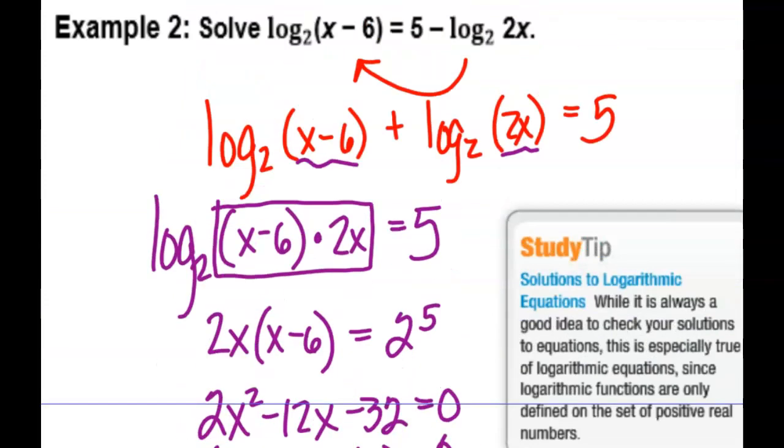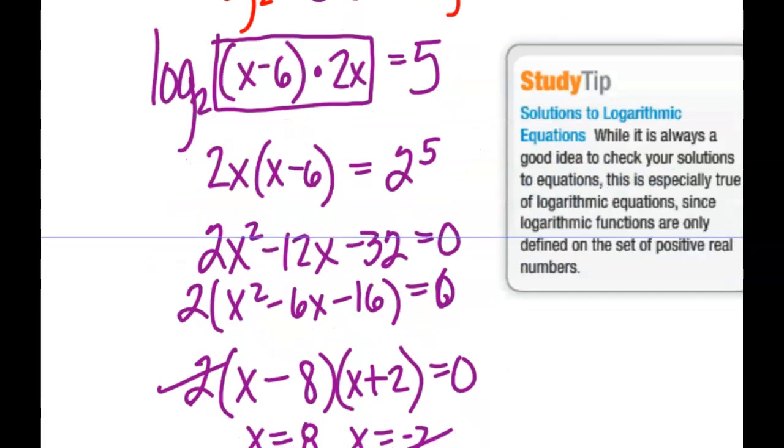Okay, sorry. Can I put an 8 in here? By the way, I could not put a positive 2 in here either because 2 minus 6 would still be negative, right? So you got to be careful. But 8 works. So it has one solution.